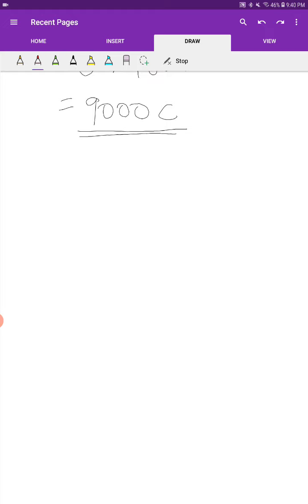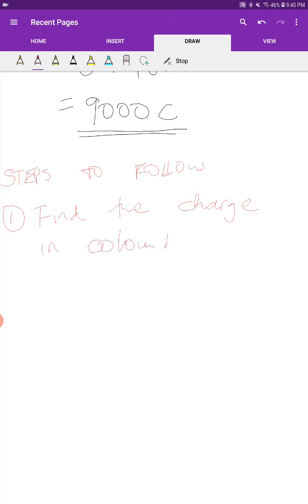Let's write them in red. Steps to follow. Our first step is going to be to find the charge. So whenever we want to figure out how much of a substance is produced at an electrode, we have to find the charge in coulombs.